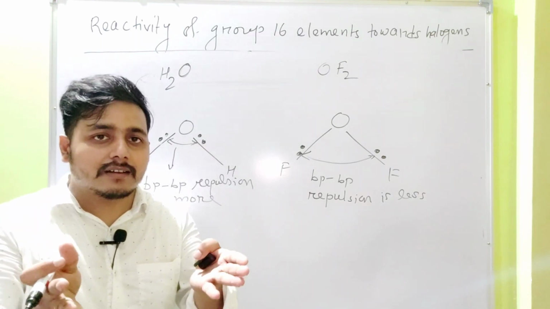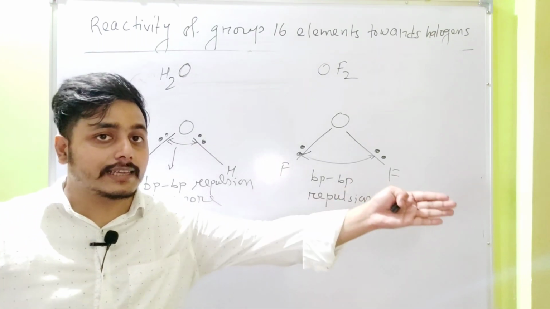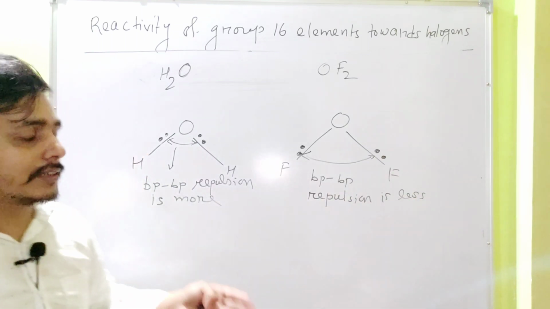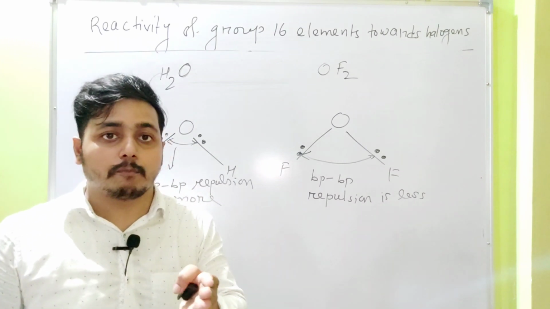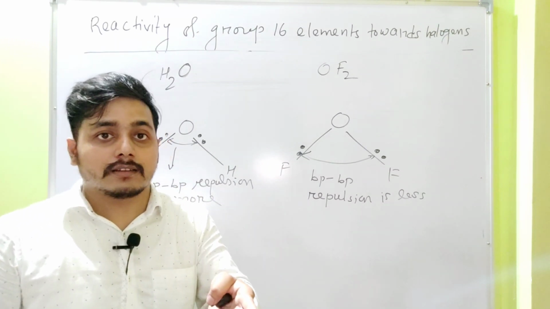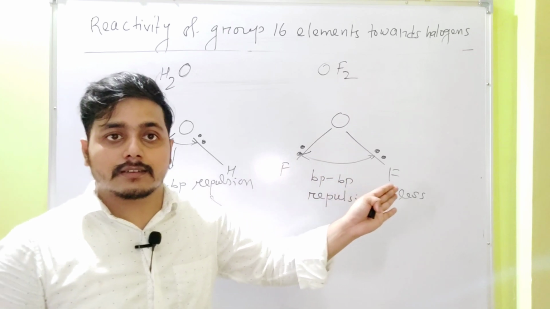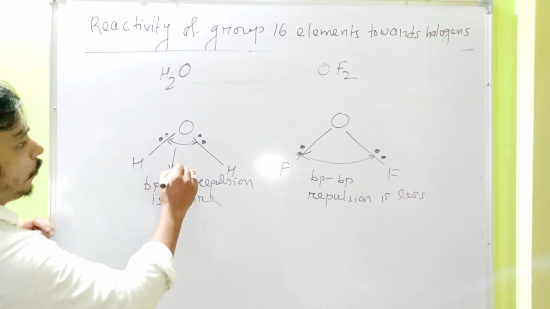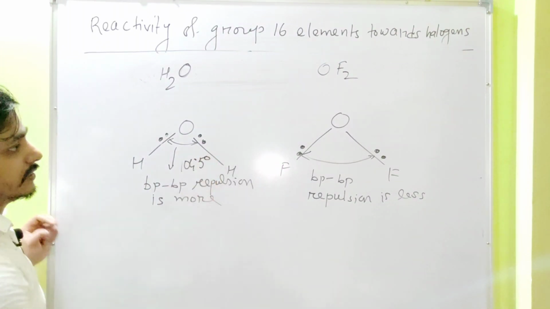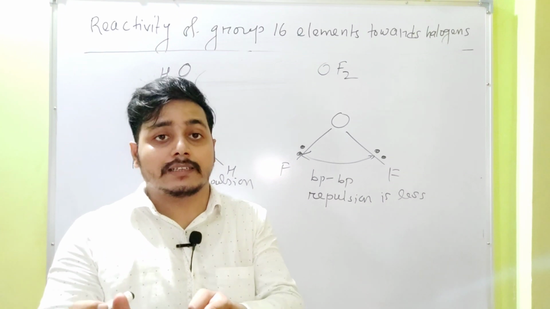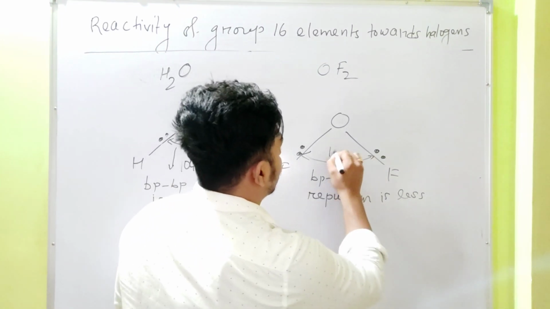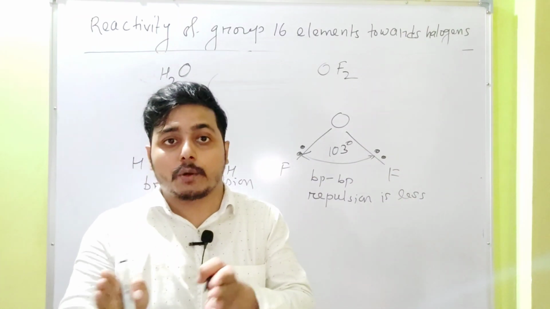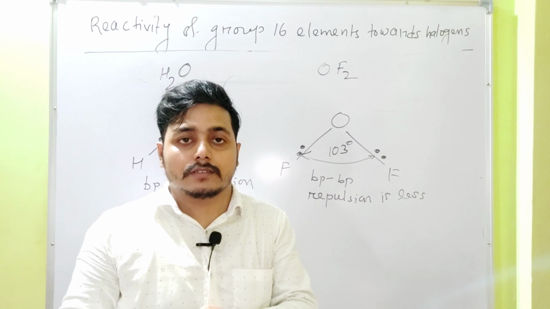More is the repulsion, greater is the bond angle, according to VSEPR theory. It means the water molecule has a larger bond angle compared to oxygen difluoride, and the bond angle in water is found to be 104.5 degrees. In case of oxygen difluoride, it is found to be 103 degrees, because it has less bond pair repulsion.